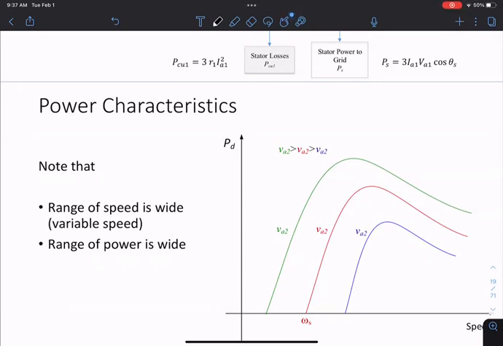Let me just plot the curve here. The actual analytic relationship is quite difficult to get. But just think of it as, by changing this voltage level, you can shift where this maximum occurs. So the P max, the pull-out power, depends on VA2. And changing VA2 changes the operating characteristics.